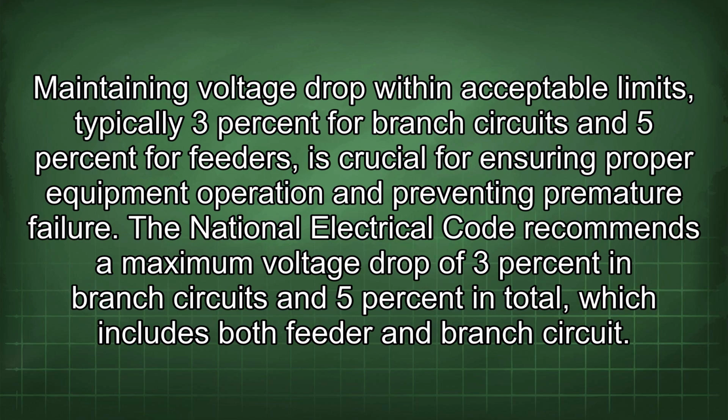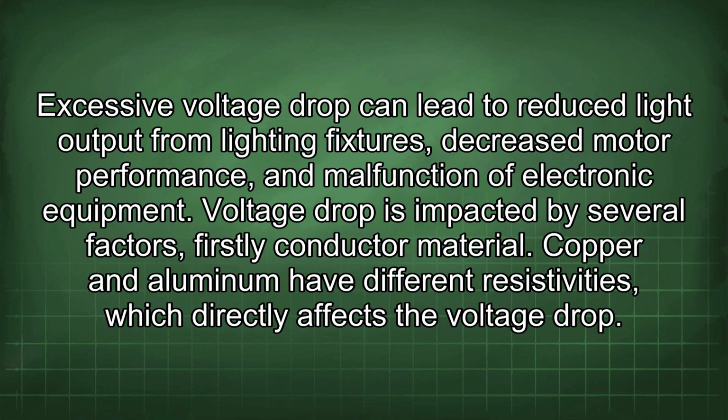The National Electrical Code recommends a maximum voltage drop of 3% in branch circuits and 5% in total, which includes both feeder and branch circuit. Excessive voltage drop can lead to reduced light output from lighting fixtures, decreased motor performance, and malfunction of electronic equipment. Voltage drop is impacted by several factors.